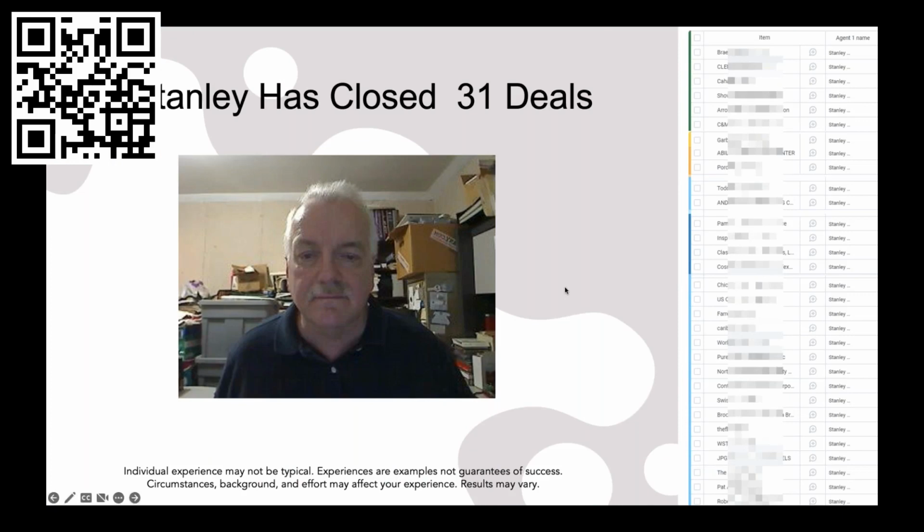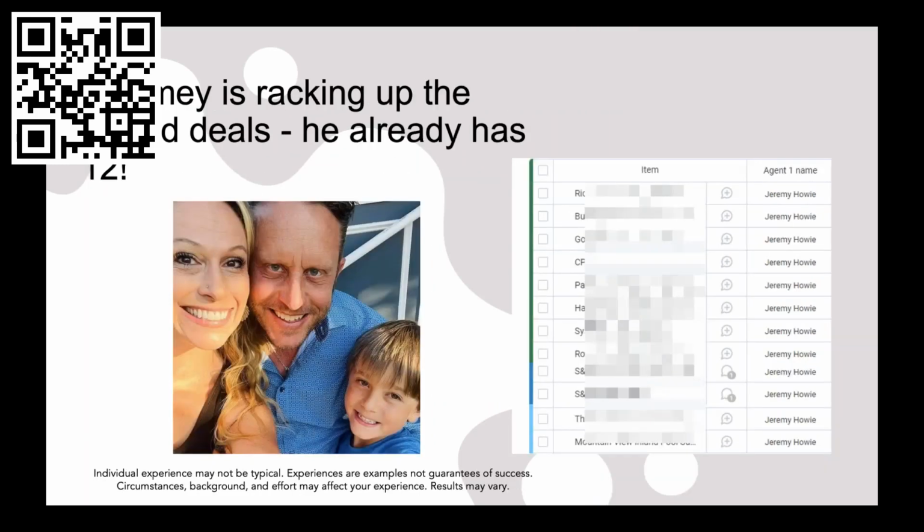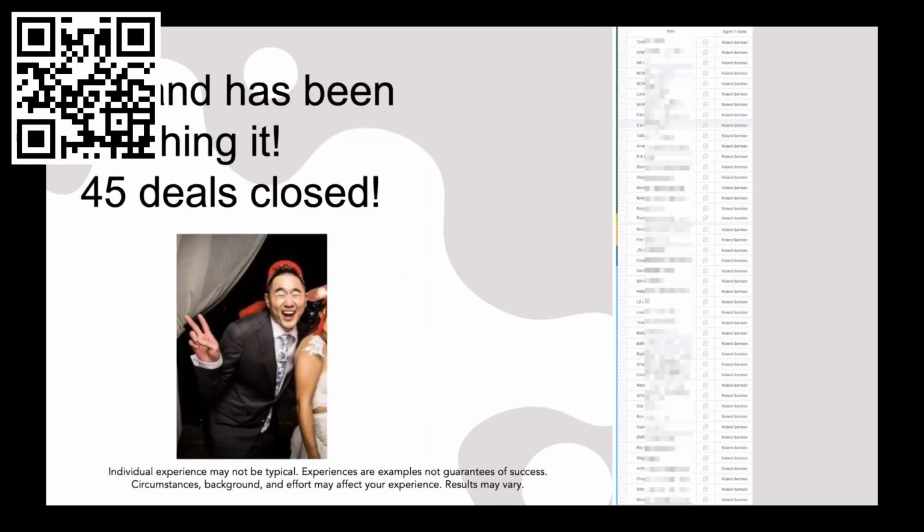It's fascinating. Non-US, Sean, he's done over 20 deals, all using LinkedIn and email, mostly email. Jeremy has done 12 plus deals. Herschel has done 16 plus. He's in the Southeast United States. Roland has done 45 plus deals. You guys, I could put 500 or 1,000 slides like this with different people's faces and a different number on it, because over 60% of the members, when I last did an analysis, had actually made money.